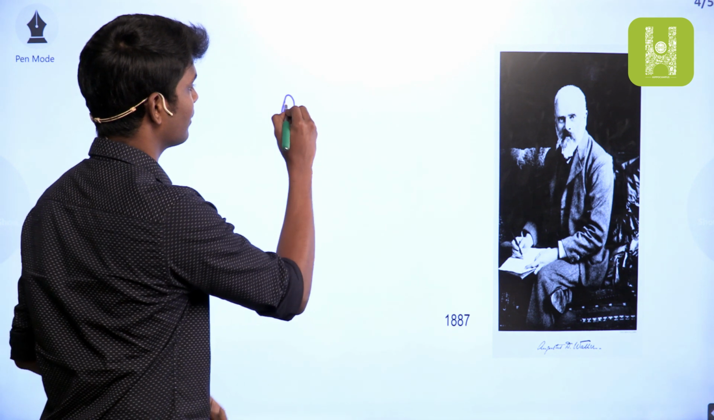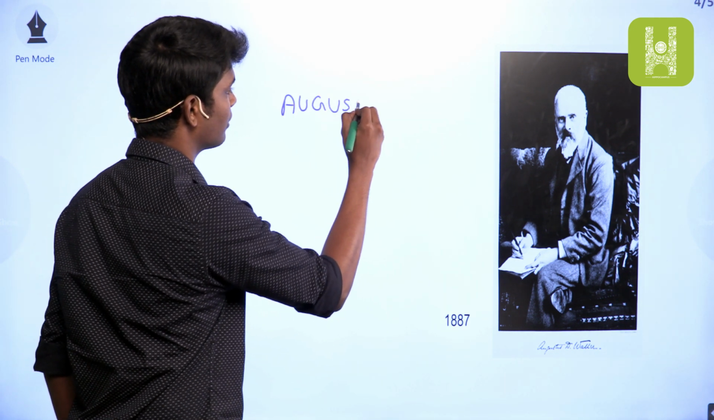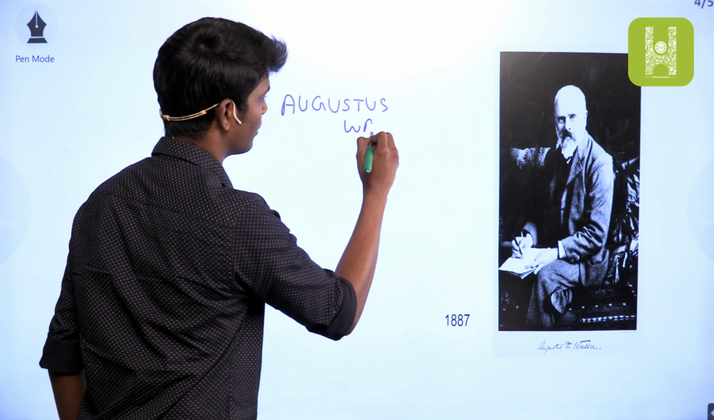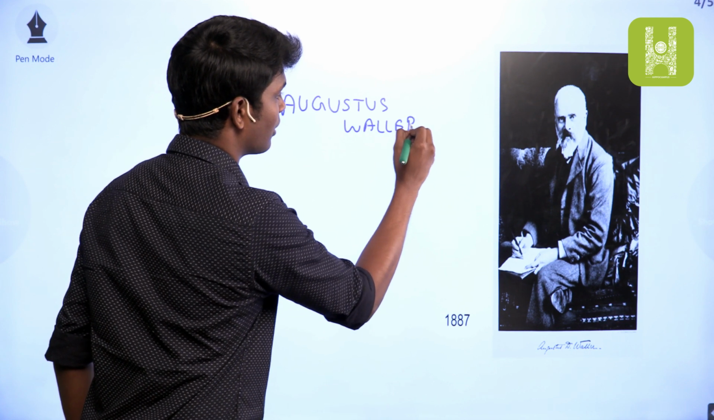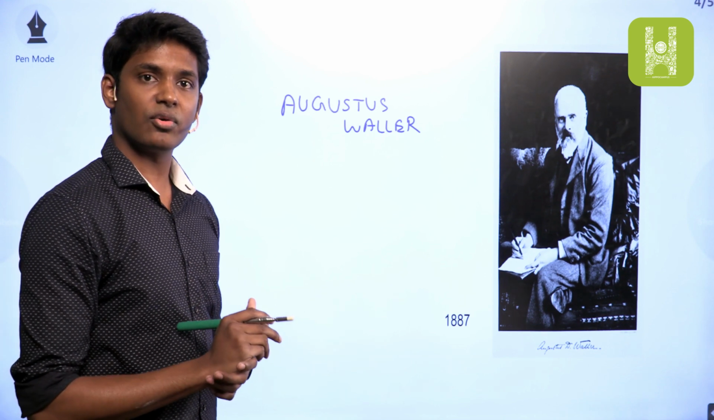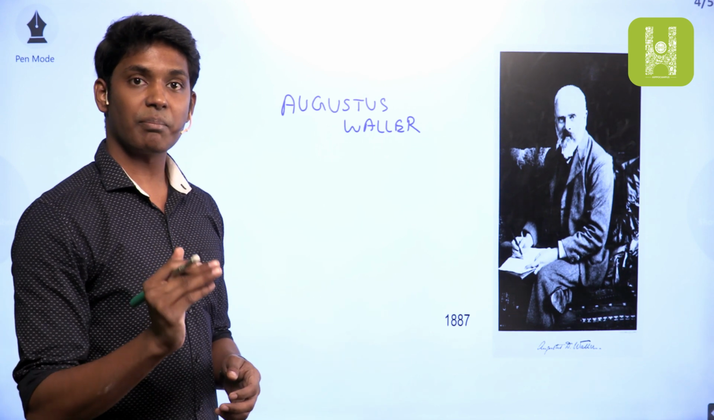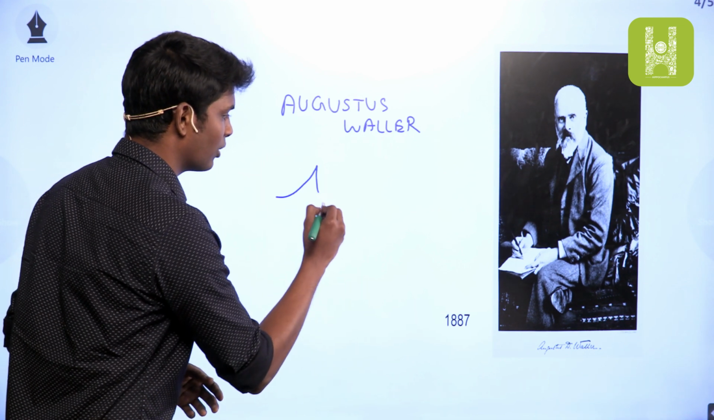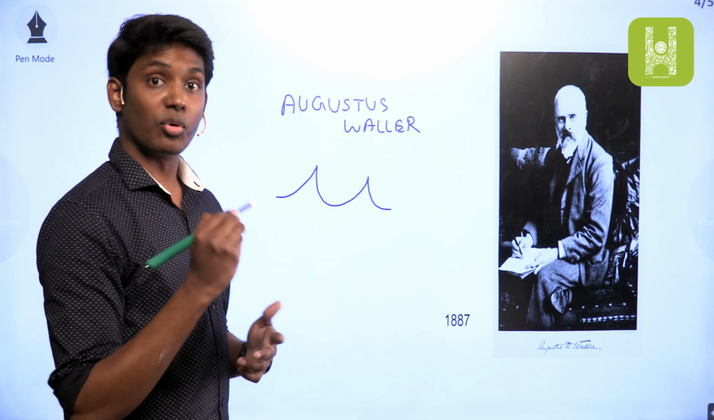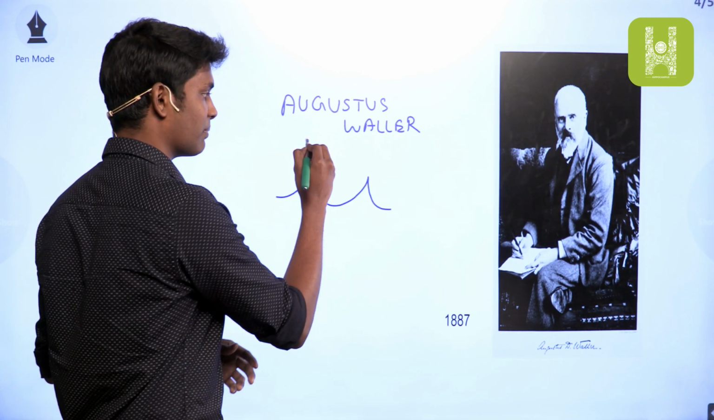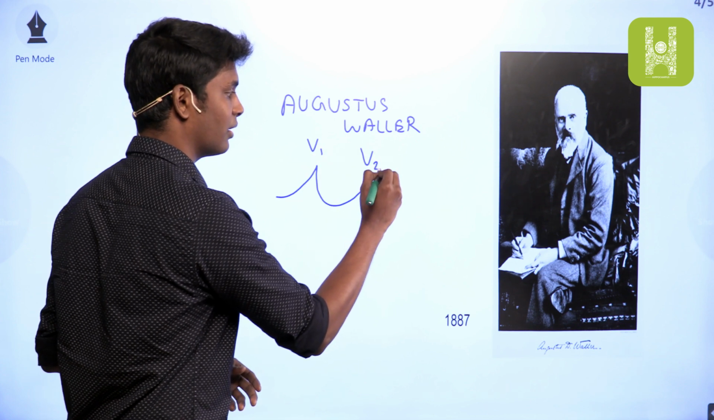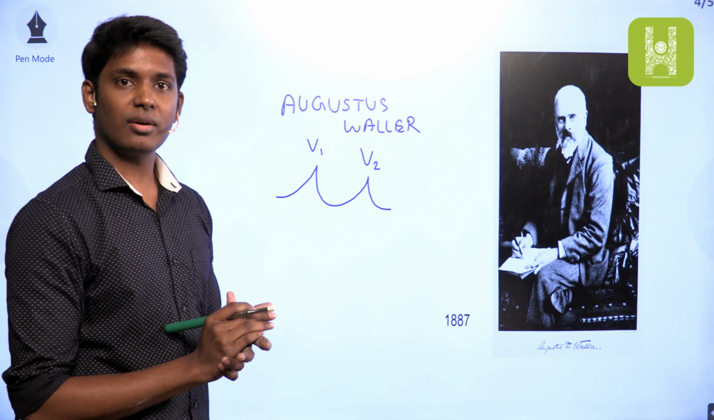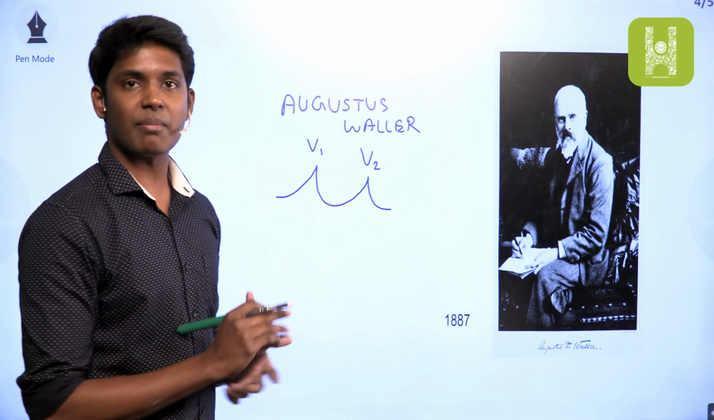Let us have a look at the history of ECG. Actually, in 1887, this gentleman named Augustus Waller was the first one who recorded the ECG using Lippmann's capillary electrometer. So that was pretty crude, and he was able to identify only 2 positive deflections like this, both representing the ventricular activity, and he named them as V1 and V2.